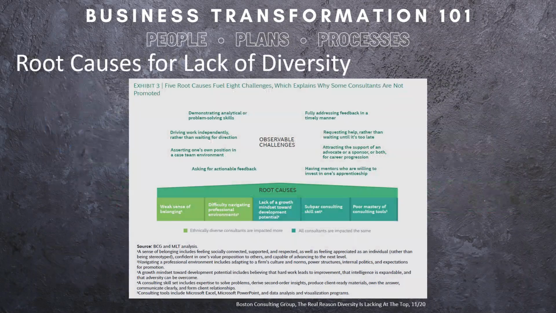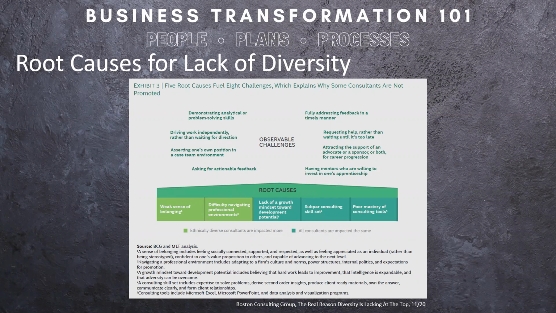At the beginning of this podcast, a study done by John Rice and the Boston Consulting Group was referenced. This study identified 5 root causes that fueled 8 challenges, which explained why some consultants are not promoted. This study focused specifically on the management consulting industry. This analysis assumes that it is extendable to leadership challenges in many industries.